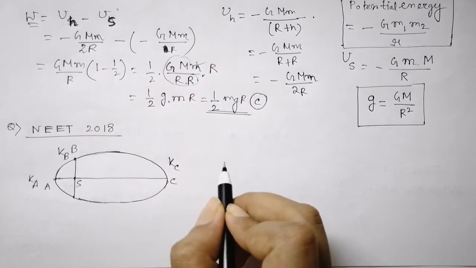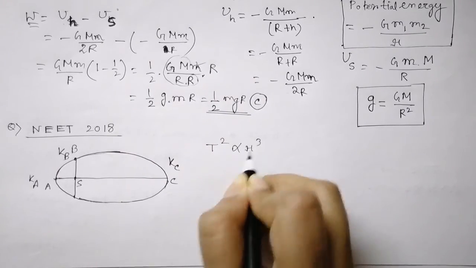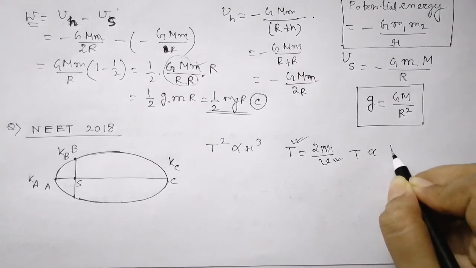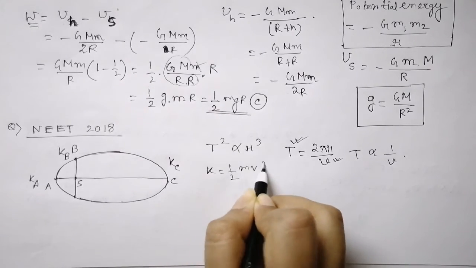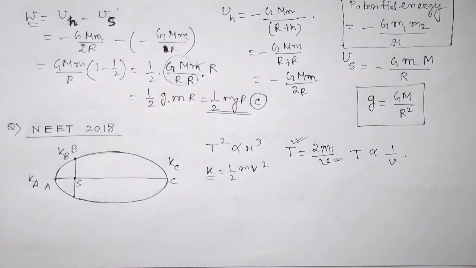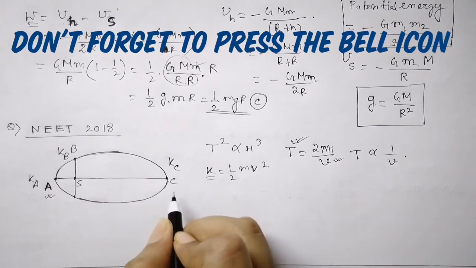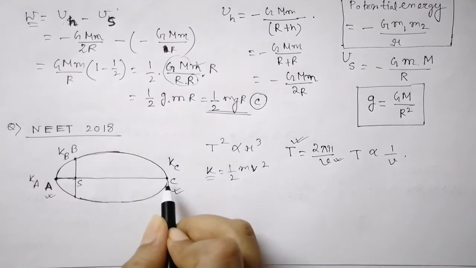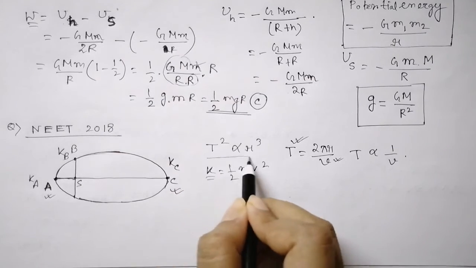So if you remember the formula of Kepler's third law, it was T square proportional to R cube. Time period is equal to 2 pi R by V, so T is proportional to 1 by V. And the kinetic energy formula is half m v square. So if I get the relation of the velocities, then I can get the relation of kinetic energies. In the elliptical orbit, this is the perihelion position and this is the aphelion position. You know, the perihelion position is the nearest to the Sun and the aphelion position is the farthest from the Sun.